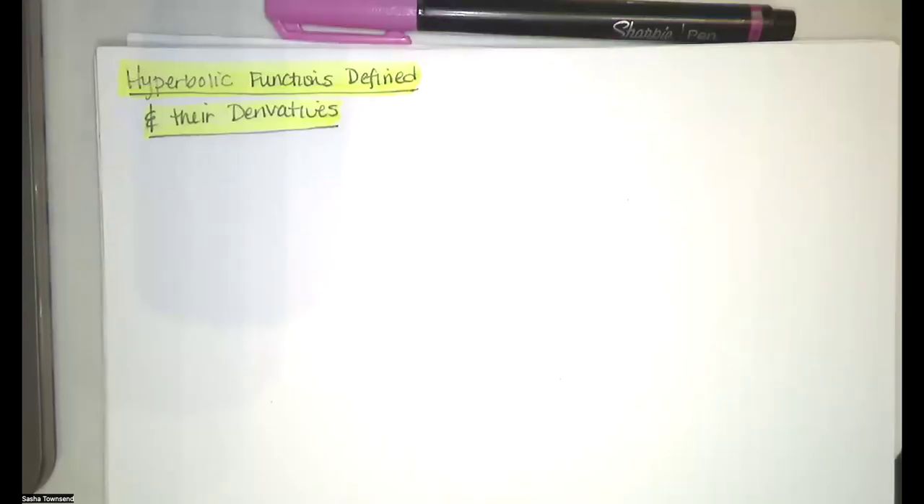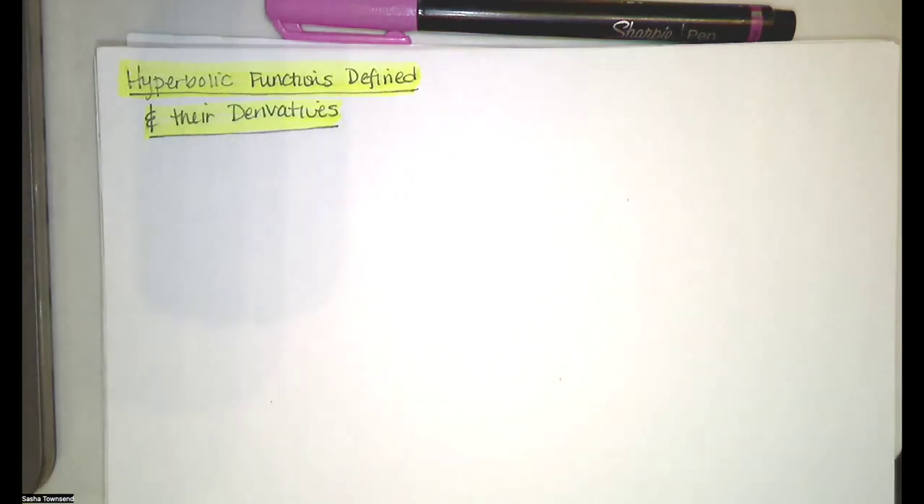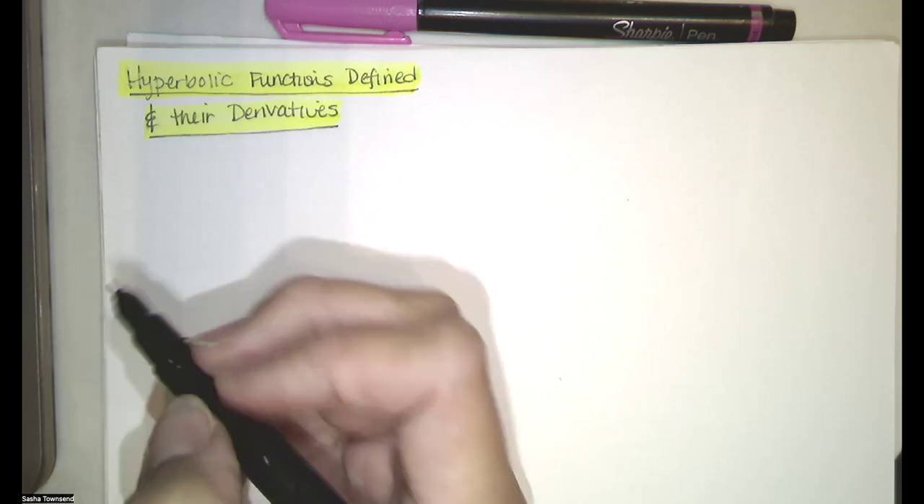In this video, we define the other four hyperbolic functions, and we look at their derivatives. We derive their derivatives using the quotient rule and chain rule. And then we also look at their graphs on decimals.com.